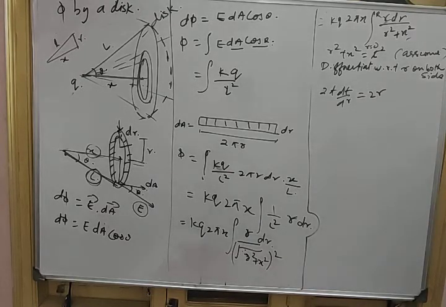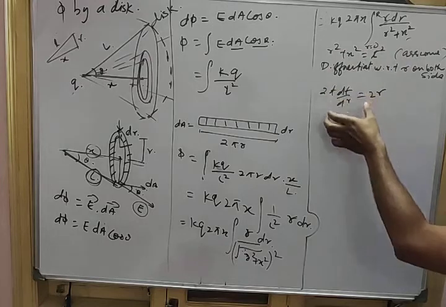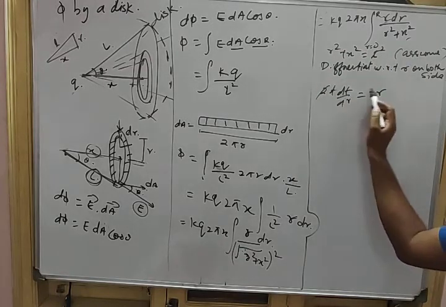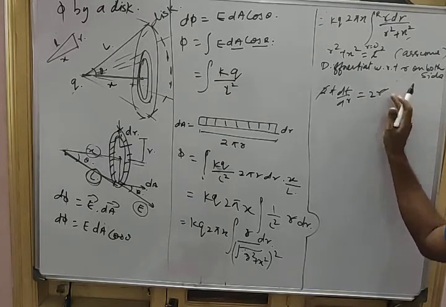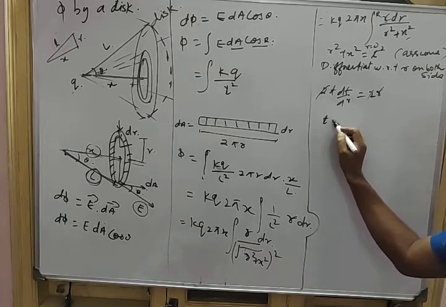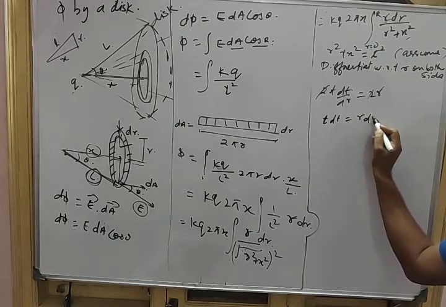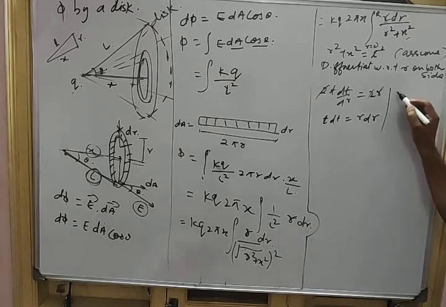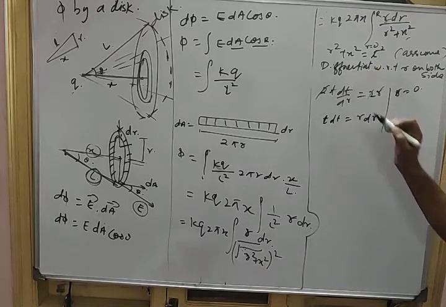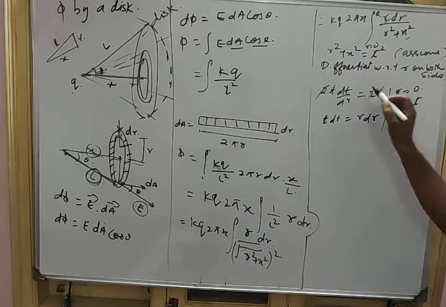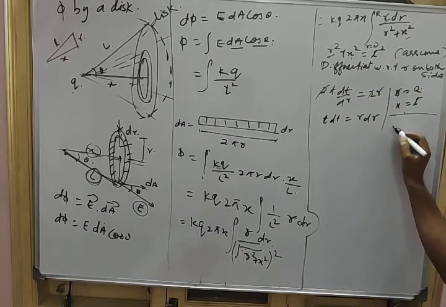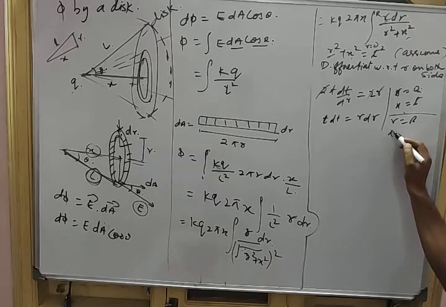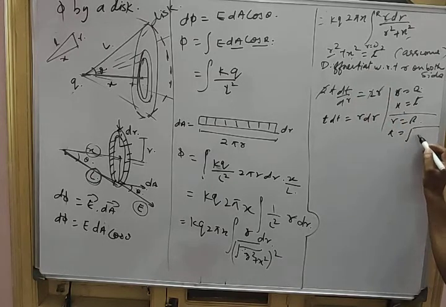By the differentiation with respect to r on both sides, this 2 will be cancelled. So t dt equal to r dr, right? And limits: for r equal to 0, x equal to t. See here, if you keep r value 0 here, you will get t equal to x here, right? If r equal to capital R, then t equal to under root x square plus r square, right?